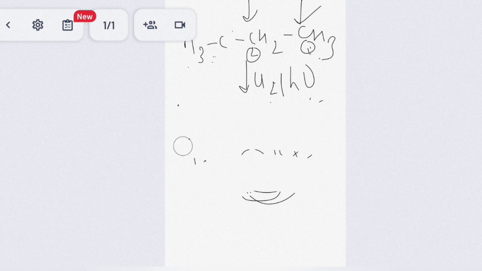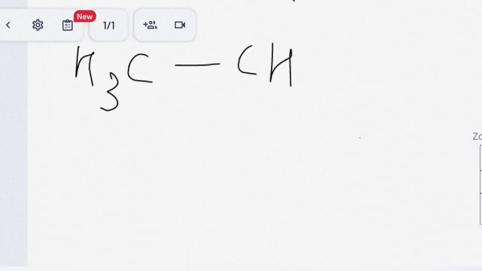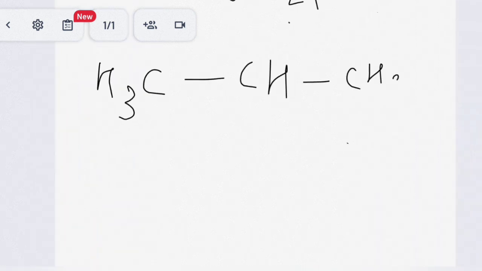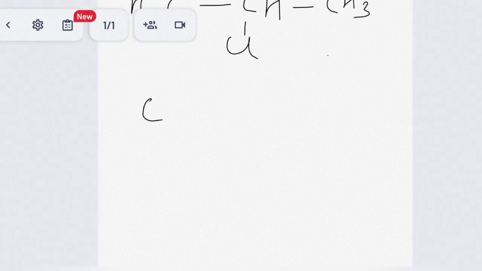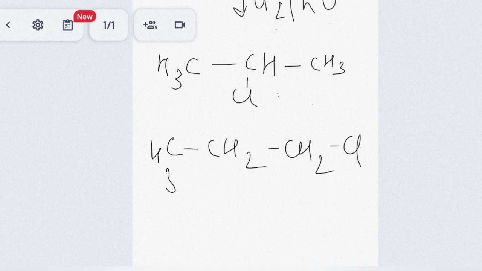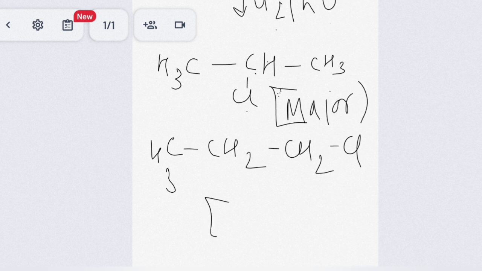So if we apply this Markovnikov's rule, both products will get formed, but one of them will be major and one of them will be minor, and the major will be according to Markovnikov's rule. Here we can see that two products are formed. So this is one, and this is the second product. Out of these, this will be the major one, because Cl is getting attached to the carbon with less hydrogen. So this is major and this is minor.